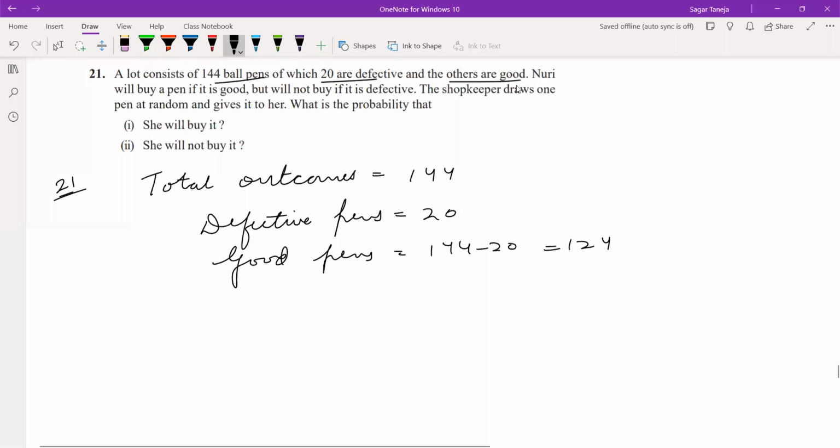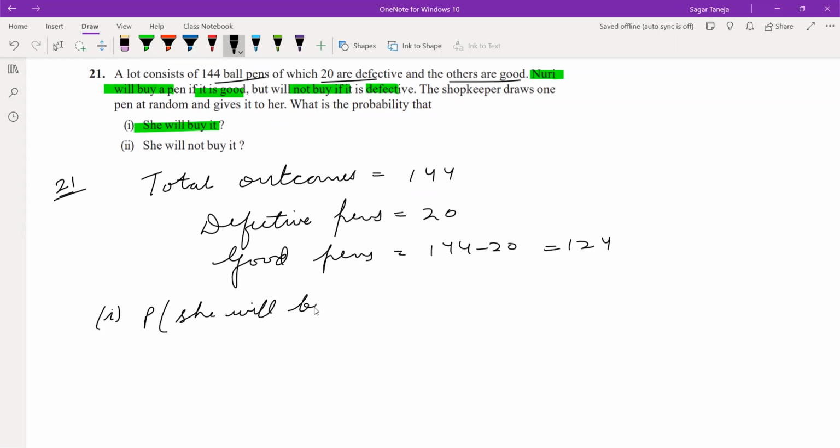Now what is written here? That Nuri will buy a pen if it is good and will not buy it if it is defective. The shopkeeper draws one pen at random and gives it to her. What is the probability that she will buy it? She will buy it if it is good. She will not buy it if it is not good. So first, the probability that she will buy the pen.